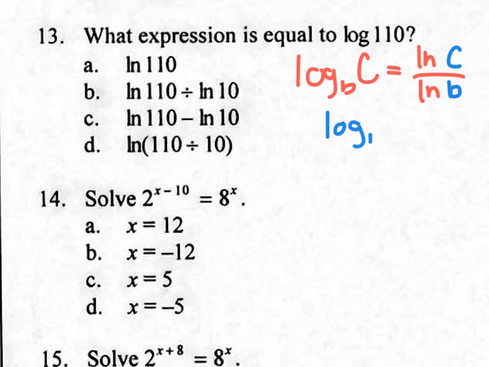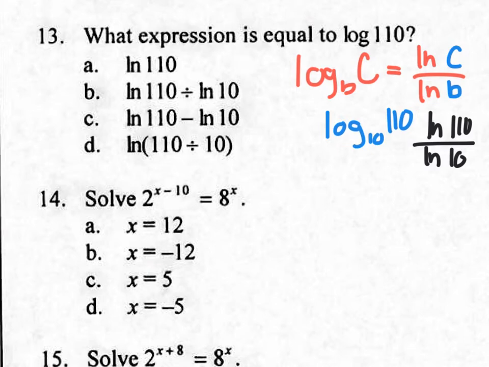Common log, which is really log base 10 of 110. So you want to use the change of base formula so you could get ln's, no problem. You're going to have ln on top and ln on the bottom. The 110 goes up on top, and the 10 goes on the bottom. So there's our answer: ln of 110 divided by ln of 10.